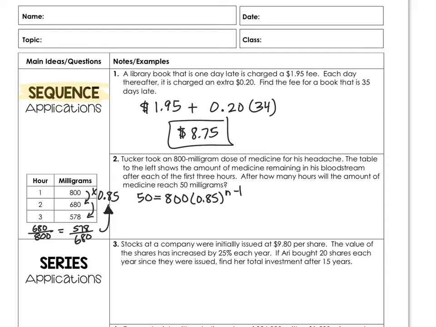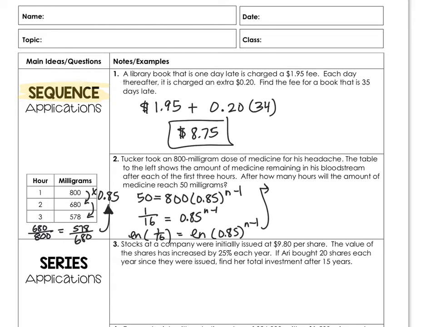That should be fun. So if I divide by 800 on both sides and simplify this fraction, I get 1 over 16 equal to 0.85 to the n minus 1 power. So what we need to do now is take the log of both sides. You could do log or you can do ln. It doesn't really matter. I usually do ln just because it's one less letter to write. So if I do the natural log on both sides, then I can bring that n minus 1 down.